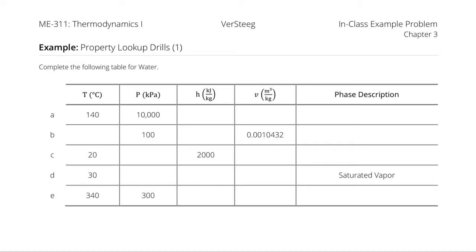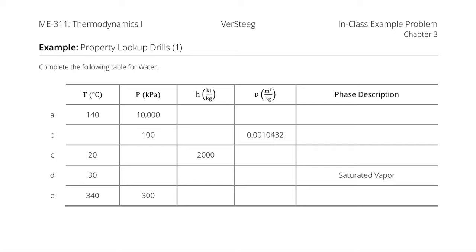We can look up the saturation temperature corresponding to a pressure of 10,000 kilopascals and compare that temperature to 140 to fix the phase, or we can look up the saturation pressure corresponding to a temperature of 140, then compare our pressure of 10,000 kilopascals to that pressure to determine the phase.